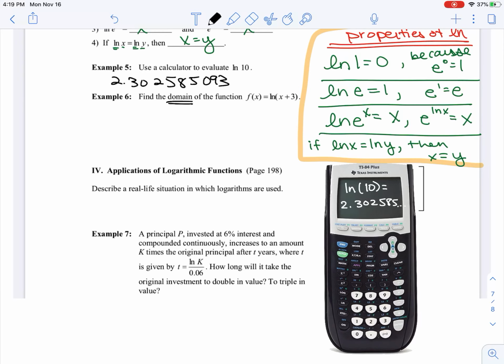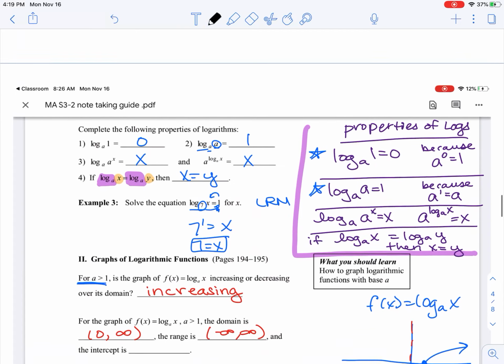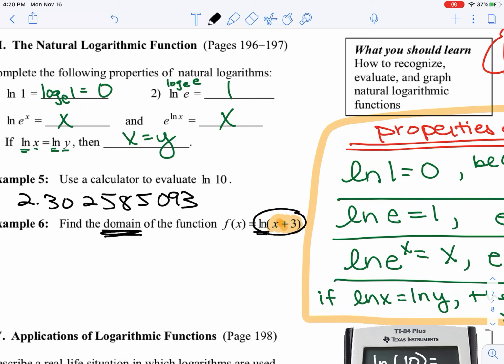And then remember, when we were talking about the domain of the natural log, I want to show you really quick. The domain of the natural log was from 0 to infinity, so it can't be negative. So the domain of this natural log means whatever's inside the parentheses cannot be less than 0. So we know x plus 3 must be greater than 0 for the domain to work.